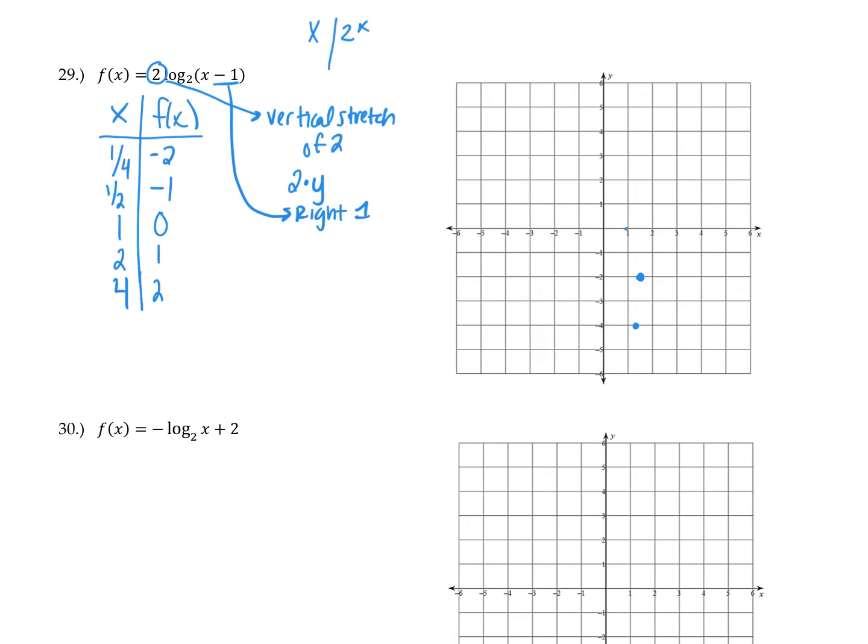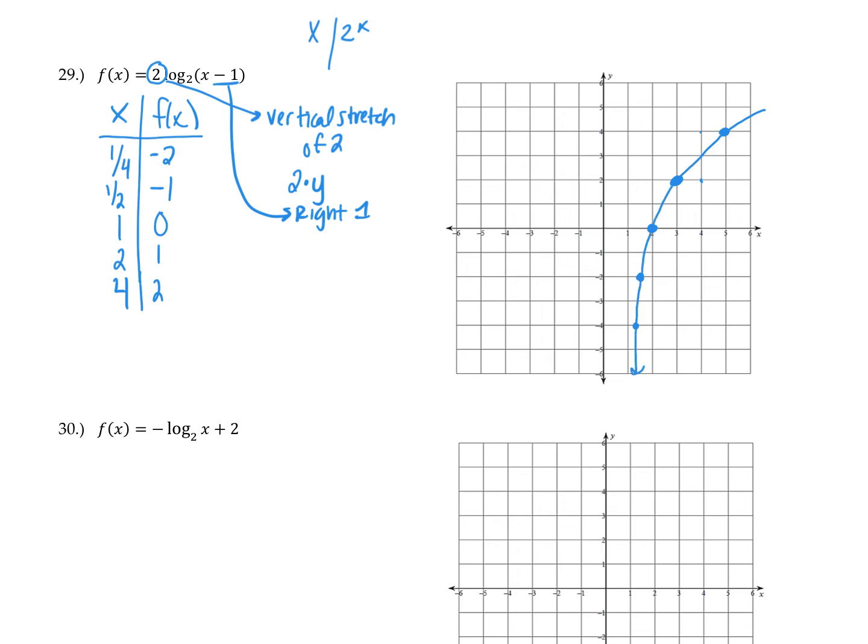(1, 0). Well, 0 times 2 is 0. So I'm just going to go right 1. Then I'm going to go (2, 1). 1 times 2 would bring me up to +2, and then right 1. And then I'm at (4, 2). Doubles becomes (4, 4), and then right 1.